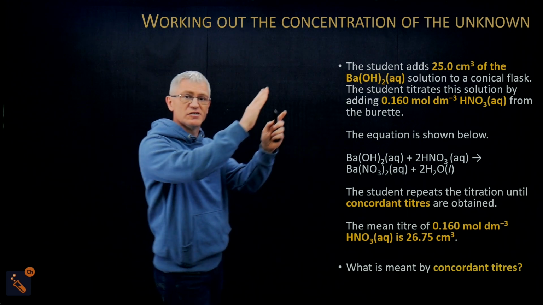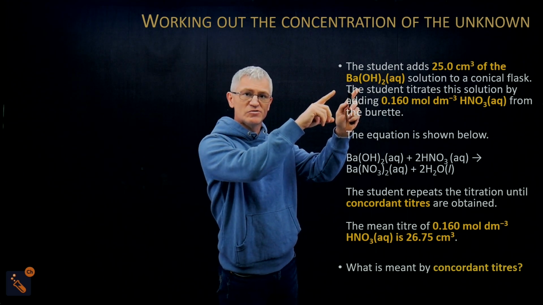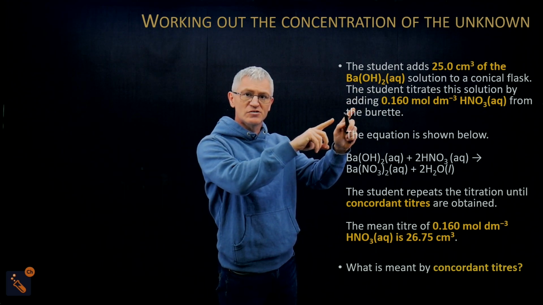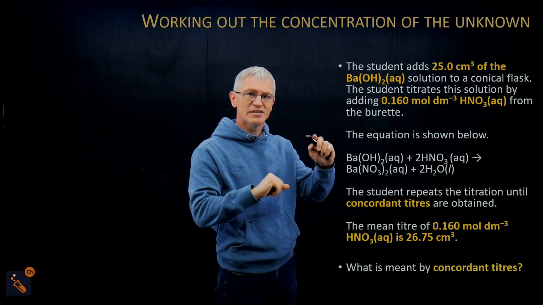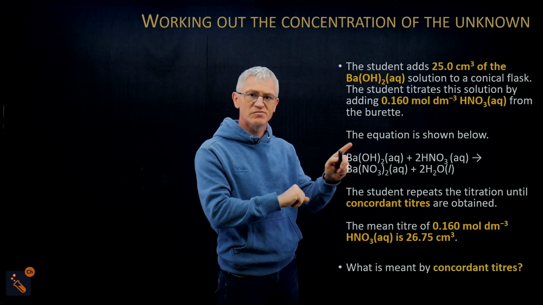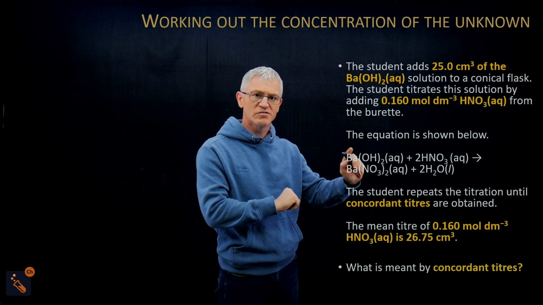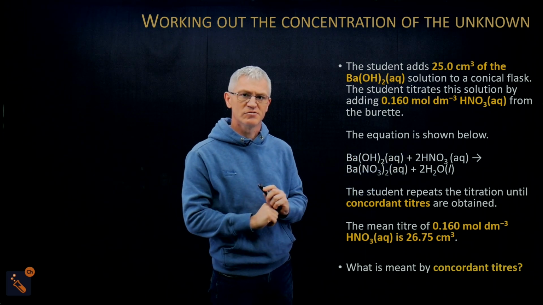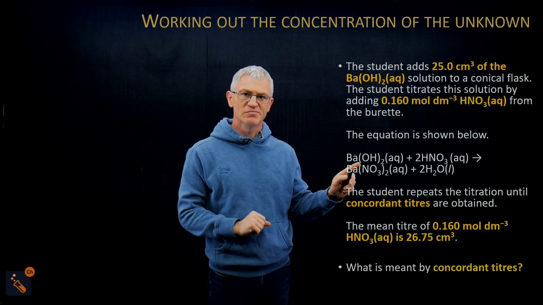So let's look at the question here. You've got 25 centimetres cubed of the barium hydroxide. A student titrates this solution by adding nitric acid from the burette. The equation is below, so you can see the balancing. You've got a 1:2 ratio here. That's really important.